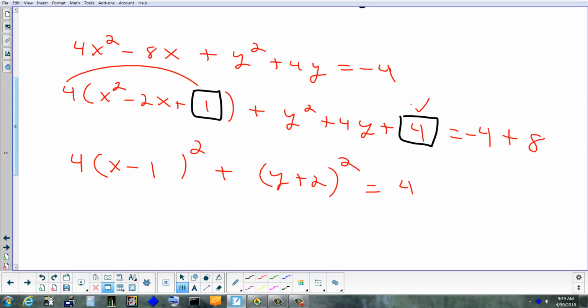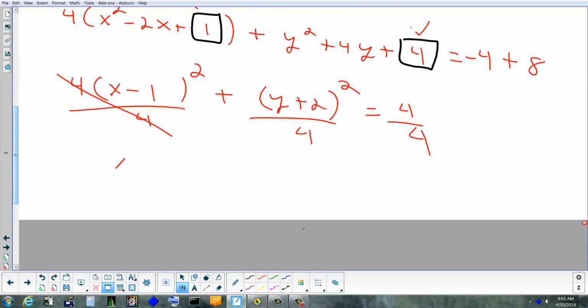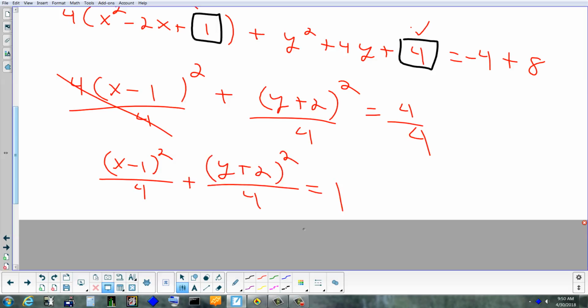Now, one more thing to get this in standard form. It's supposed to equal what number? 1. So how can I do that? Divide by 4, and then we're good. 4, 4, 4. Okay, so those are gone. We get x minus 1 squared over 4 plus y plus 2 squared over 4 equals 1. And now this problem is basically just like the last answer that we had.